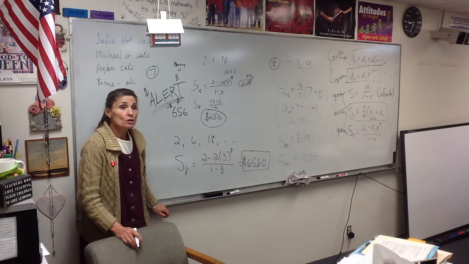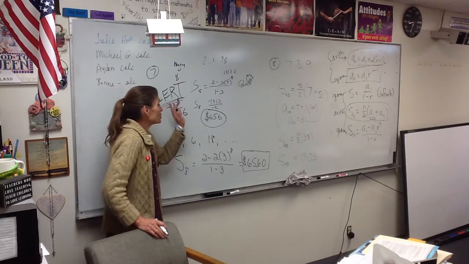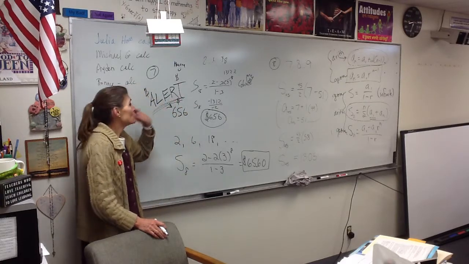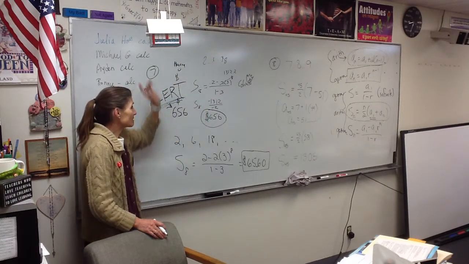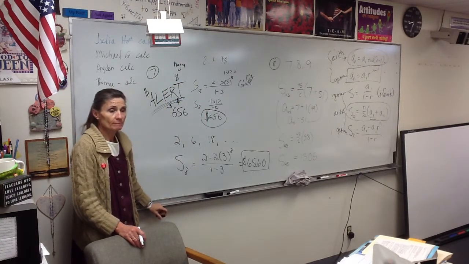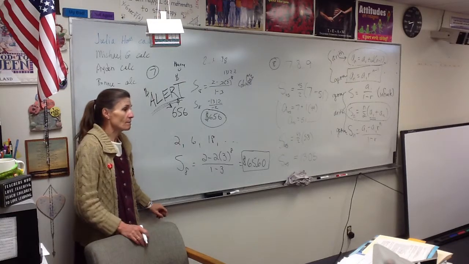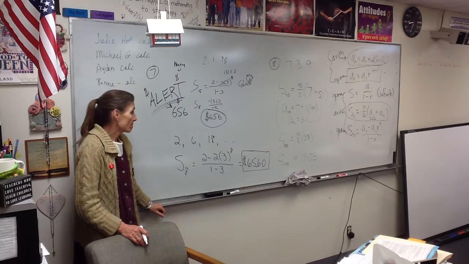You can't say 6,560 cents. That's why I got the alert. That's what the alert was about. You did exactly the right thing, but you've got some issues with your decimals. Okay? Does anybody have a question about that? Throw another one up there. We'll go 1 to 3.